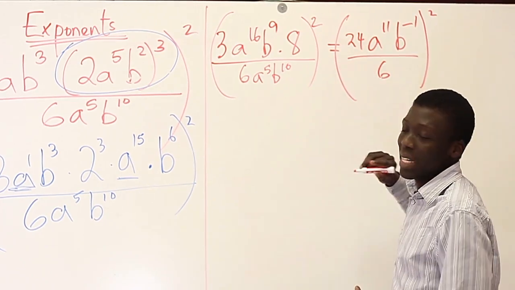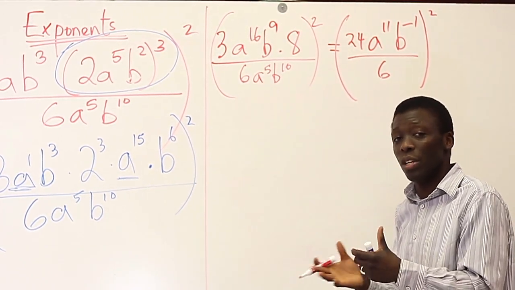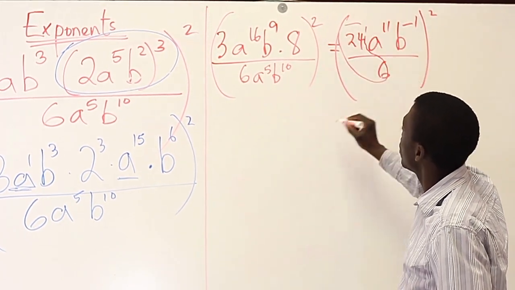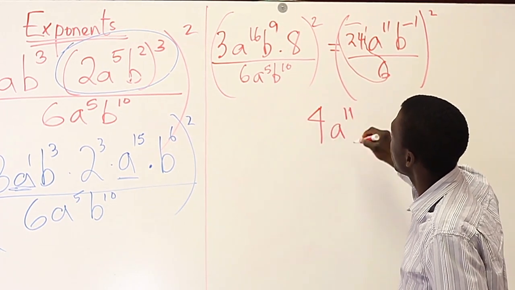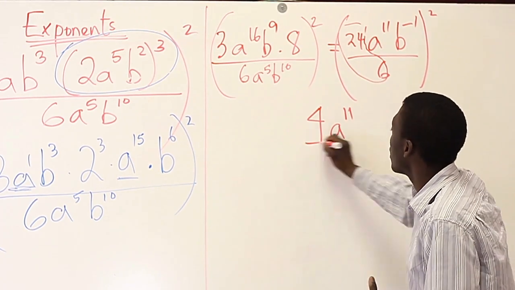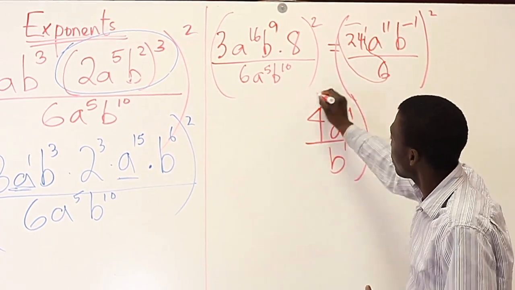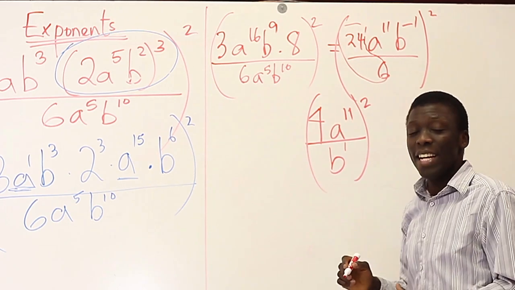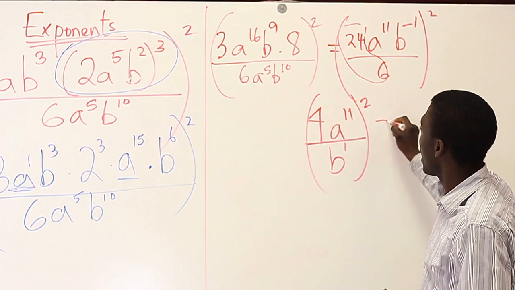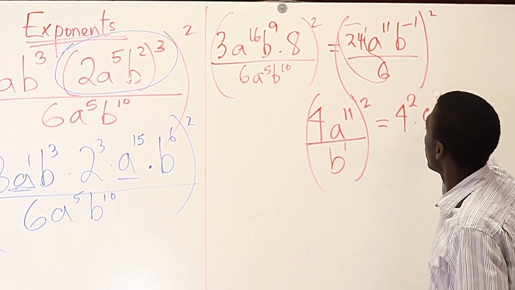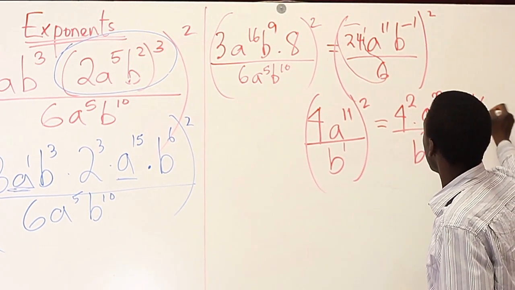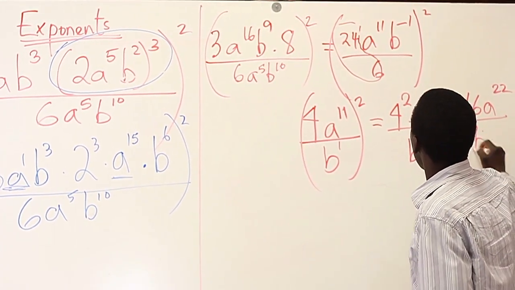So 24 divided by 6. Notice you still use your division that you learned in arithmetic. 24 divided by 6. You can take care of this part. And that just becomes 4. Then a to the 11th. What do we do to the b to the negative 1? We bring the b down and it becomes positive 1. So b to the first power. And that squared out there is now going to multiply each of the things inside. That's what's going to happen. And so that becomes 4 squared times a to the 22nd divided by b squared, which is the same thing as 16 a to the 22nd over b squared.